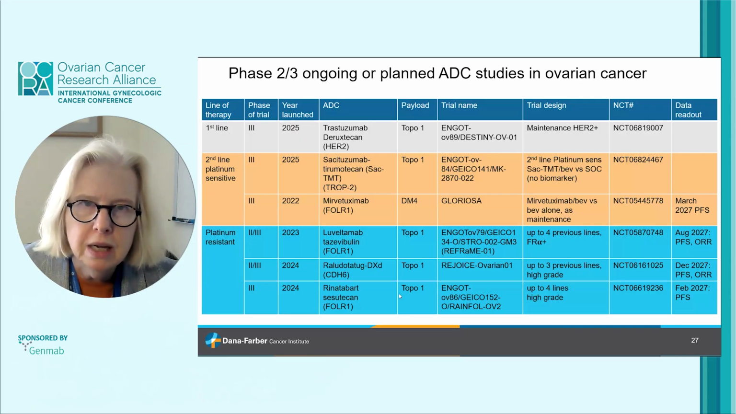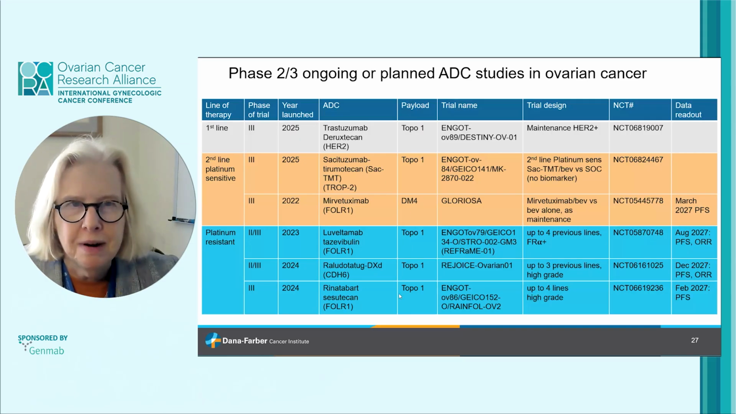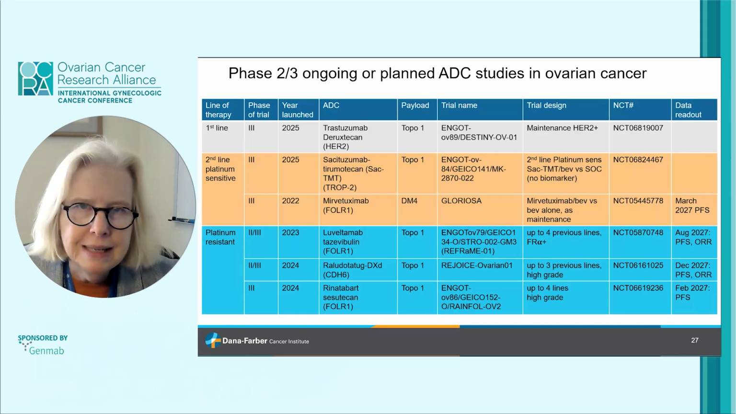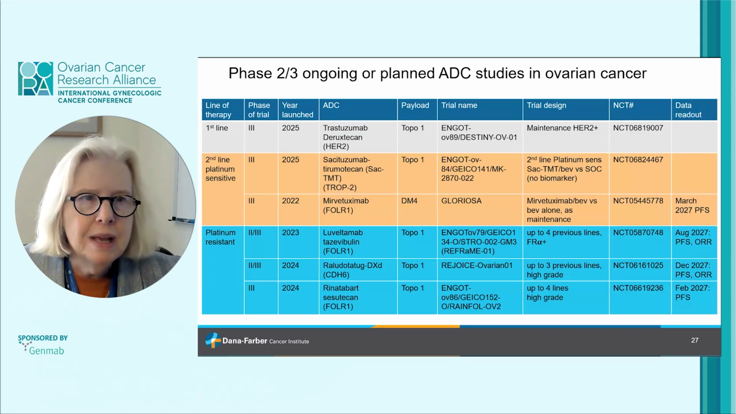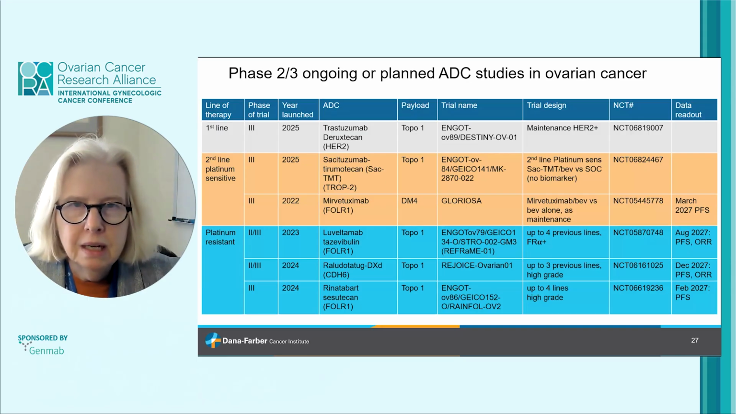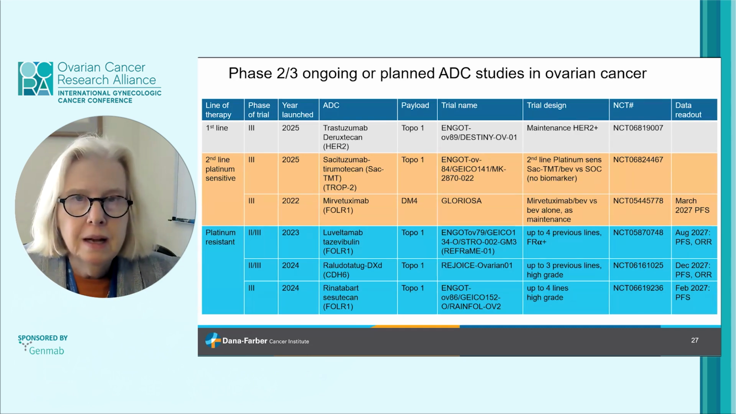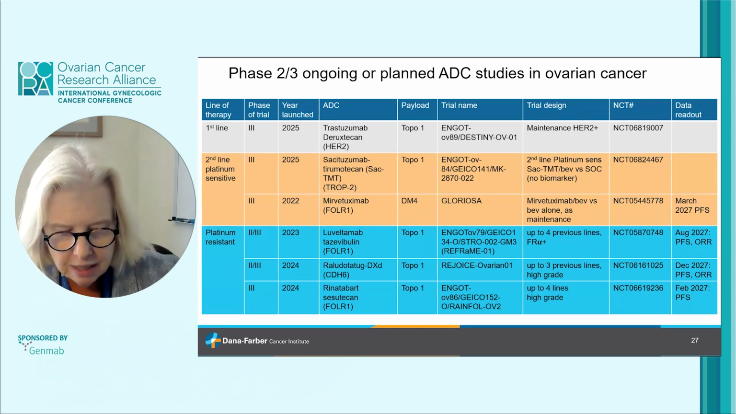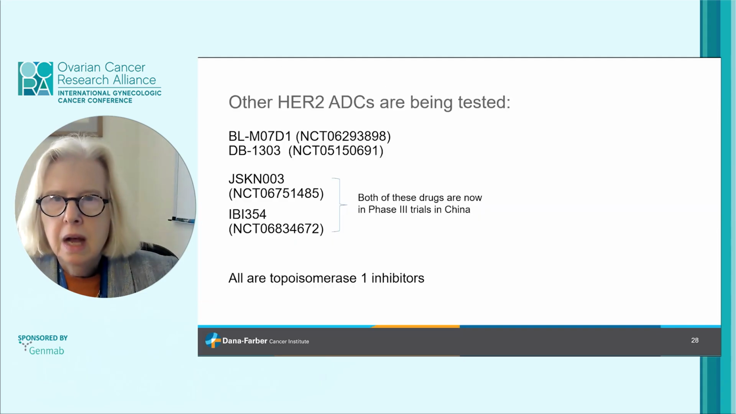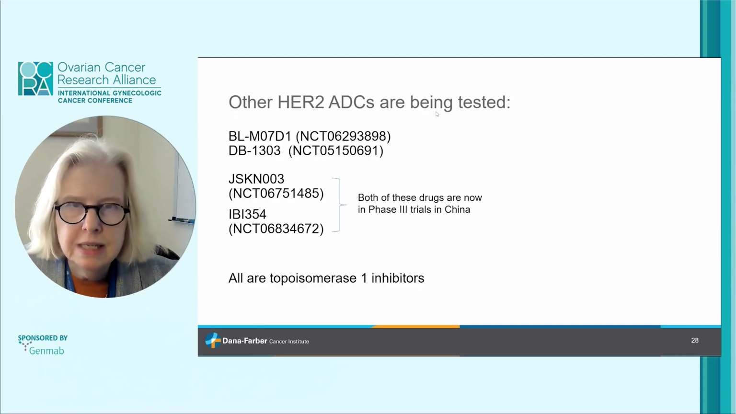And then there are also drugs, I also already mentioned Rinatabart sesutecan, or Rina-S, but there are other medications that are being tested in the platinum-resistant setting. So these are medications that some of them are not new, right? HER2 and Mirvetuximab, but there are others that we will likely be using in clinical practice very soon. And these are the other HER2 ADCs that are being tested, I've mentioned before.